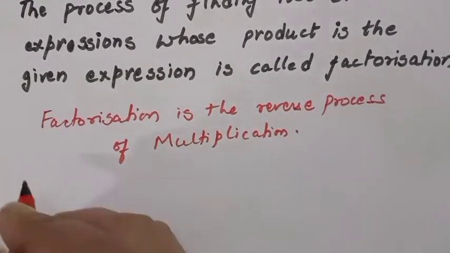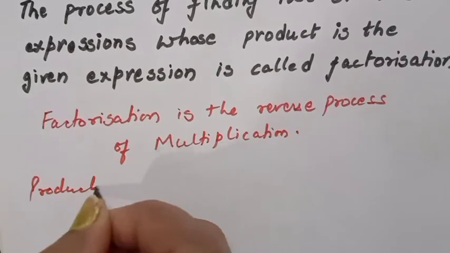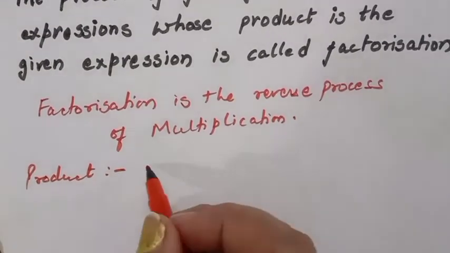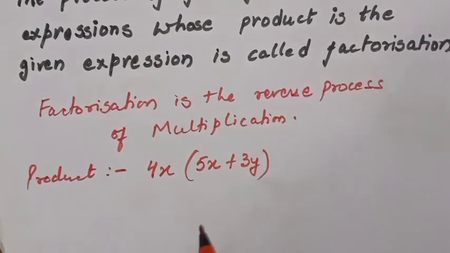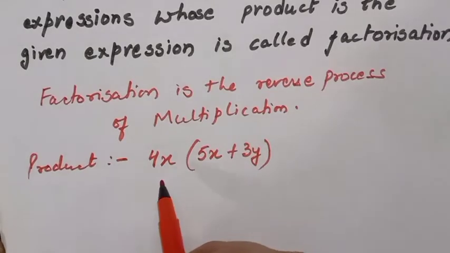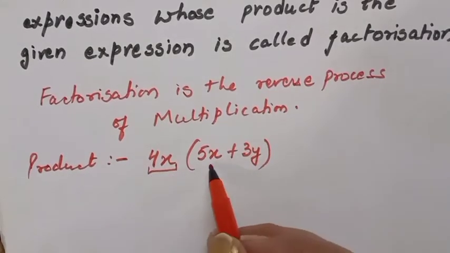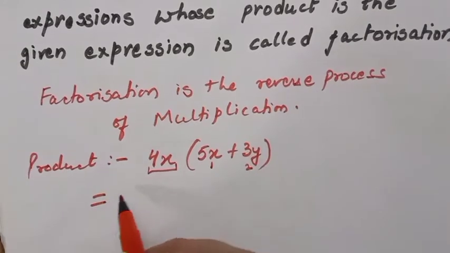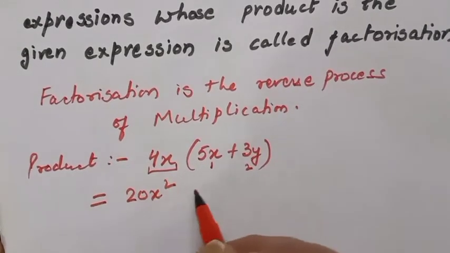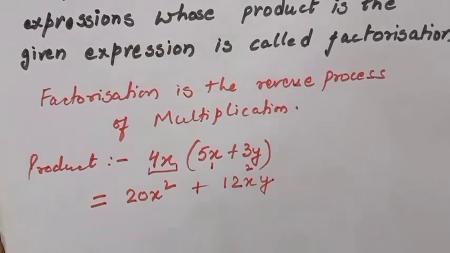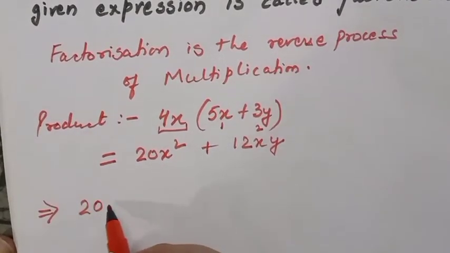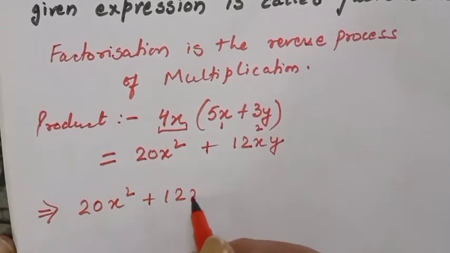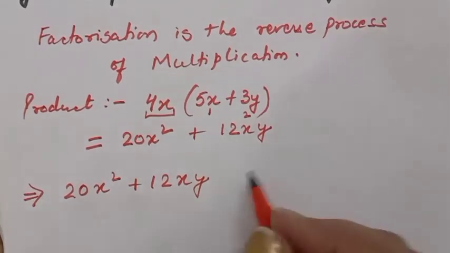Say we know the product. How do we find the product? Suppose you have 4x which has to be multiplied by 5x plus 3y. So how will you multiply this? By using the distributive property, you know that this has to be multiplied with 5x and 3y one by one. So we get our answer as 20x square plus 12xy. Okay, so this is called the product. Now if we have been given this already, that is 20x square plus 12xy, and they are asking to factorize it.